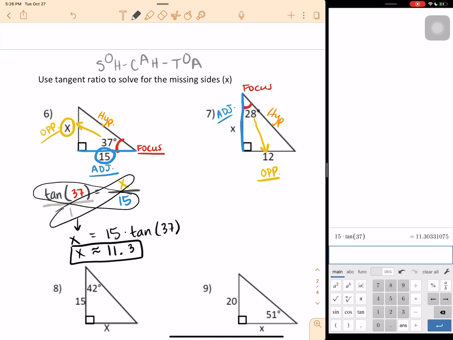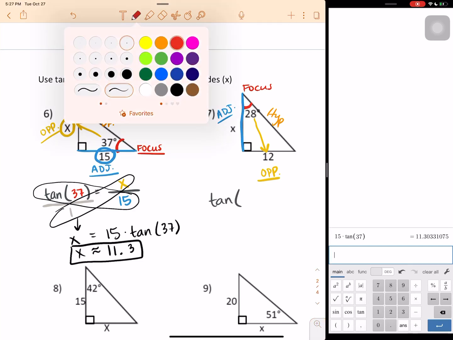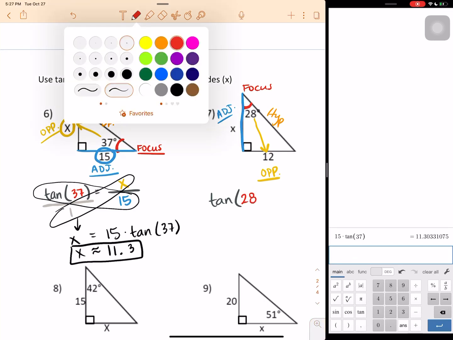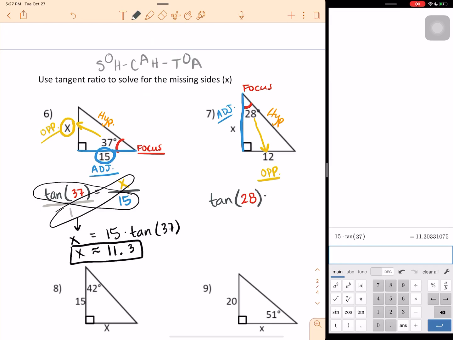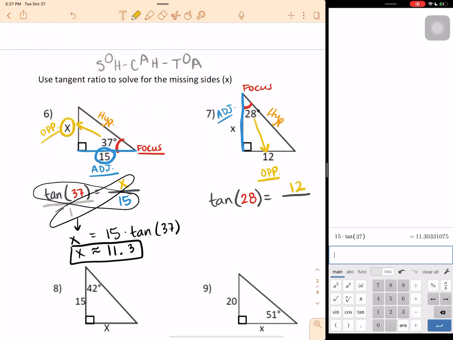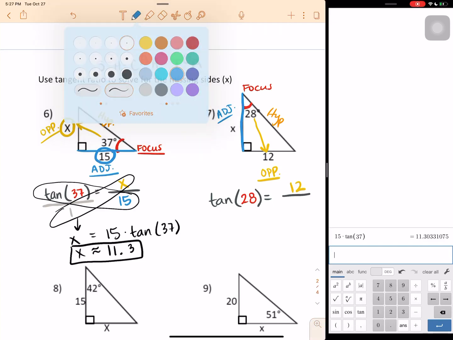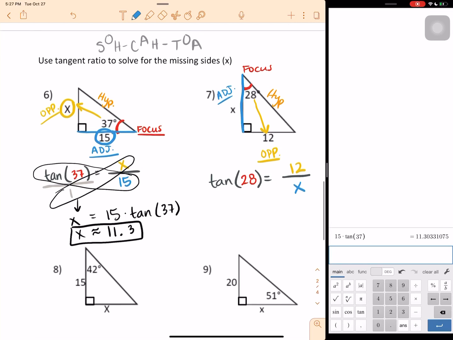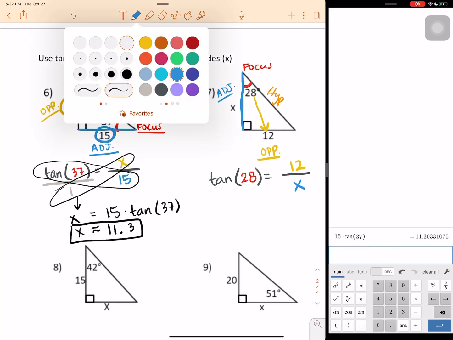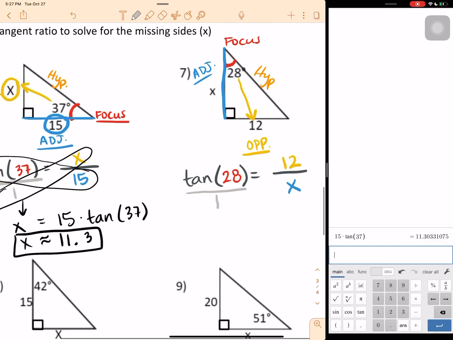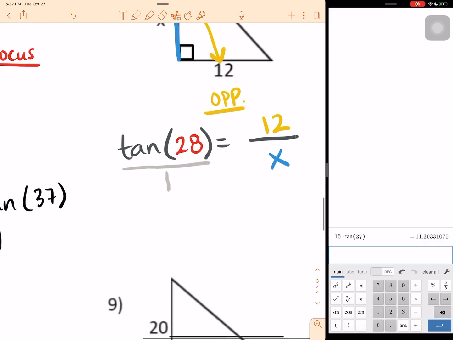Okay, so we have the tangent of the focus angle, 28, is equal to opposite over adjacent. So opposite is 12, adjacent is x. And you guys are going to see this one's a little bit different than the other one before. Okay, so here what we're going to do again is put the tangent of 28 over 1. I'm going to zoom in just a little bit so I can write a little bit smaller to save room.